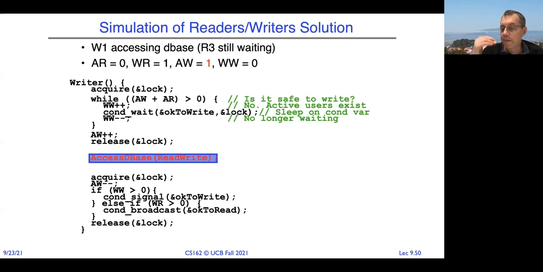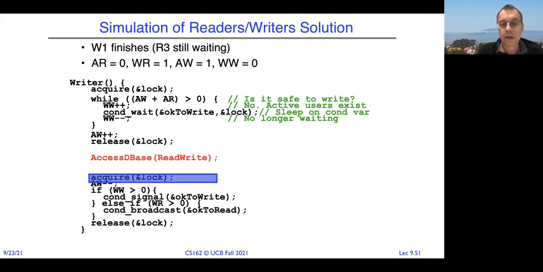And again, although I am writing now, it's still okay to access the database outside the locks, because this database is going to be accessed only if the number of active writers is 1. You are guaranteed that it will not be greater than 1. Then you say you are done. You acquire the lock. You decrement the number of active writers.